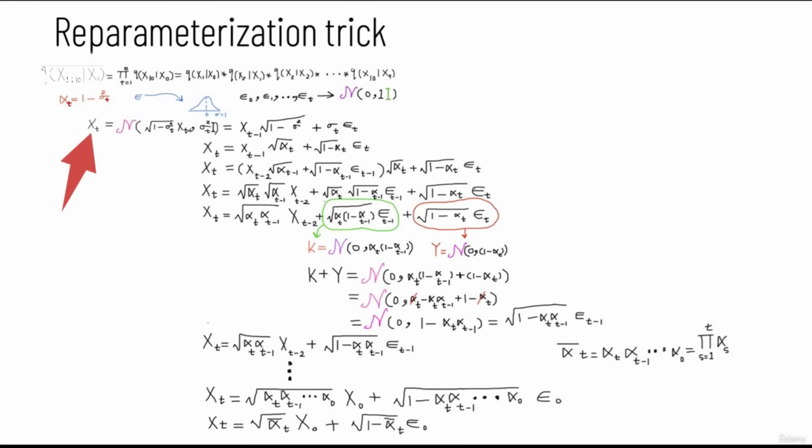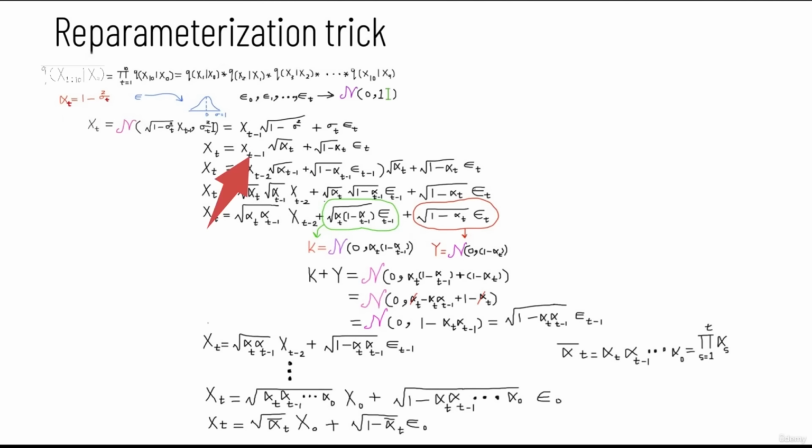So now let's use alpha t rather than the variance. Let's write it again. x at time step t is equal to xt minus 1 times the square root of alpha t plus the square root of 1 minus alpha t times epsilon t, where the standard deviation at time step t is equal to the square root of 1 minus alpha t. You can find that from this formula.